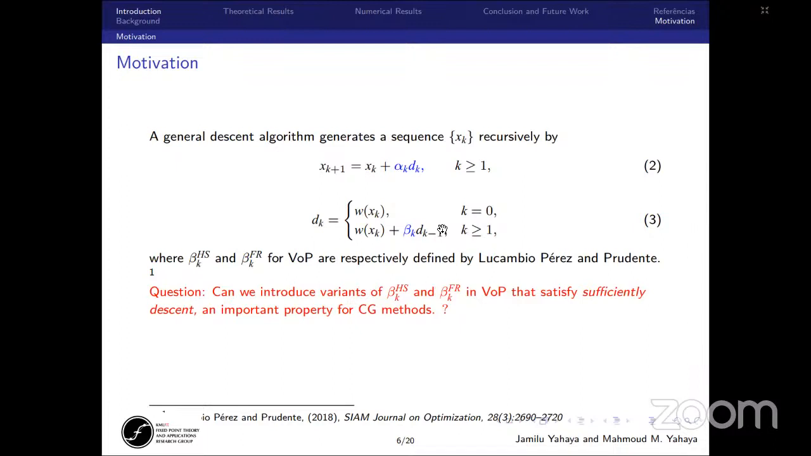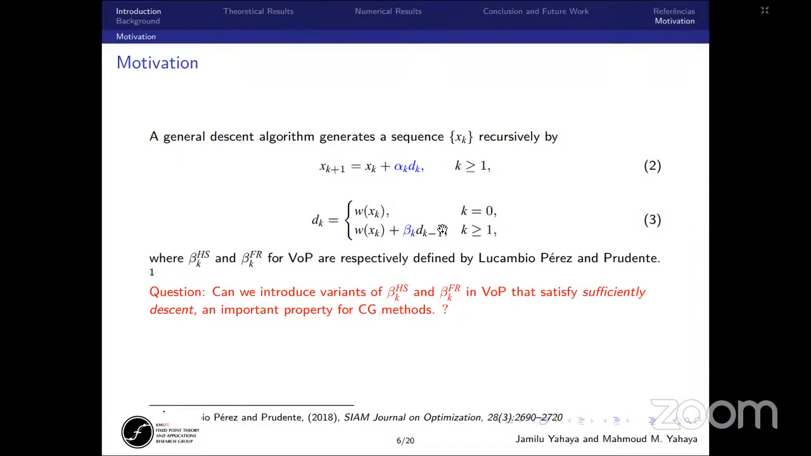It was only recently, in 2018, that this approach was introduced into the vector optimization setting, where these two researchers named here, Lucambio and Fukuda, were able to extend those parameters, because as I said earlier, this beta k is what characterizes one algorithm over the other in the setting of CG. So they were able to use those four classical formulations of these parameters to formulate a conjugate gradient descent based algorithm for solving this kind of problem.